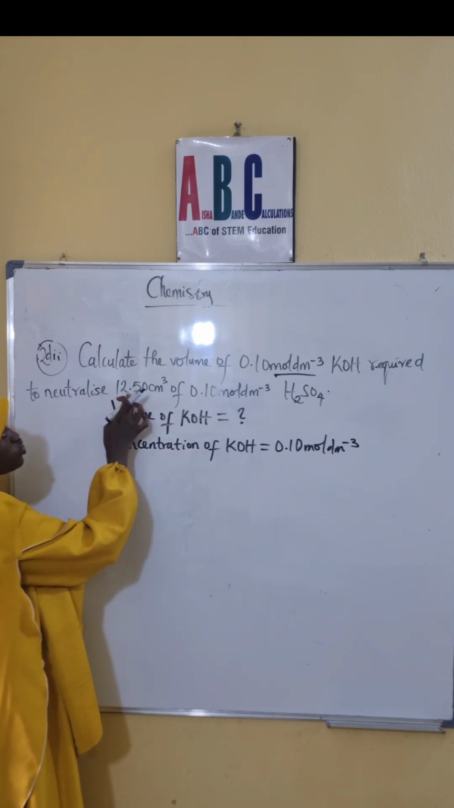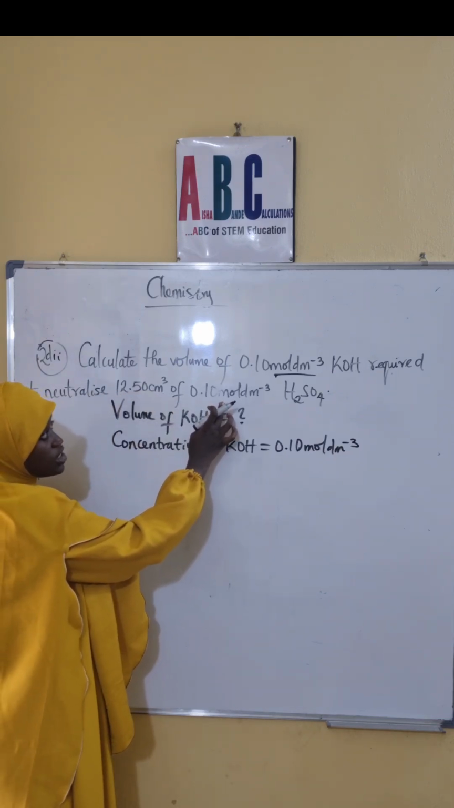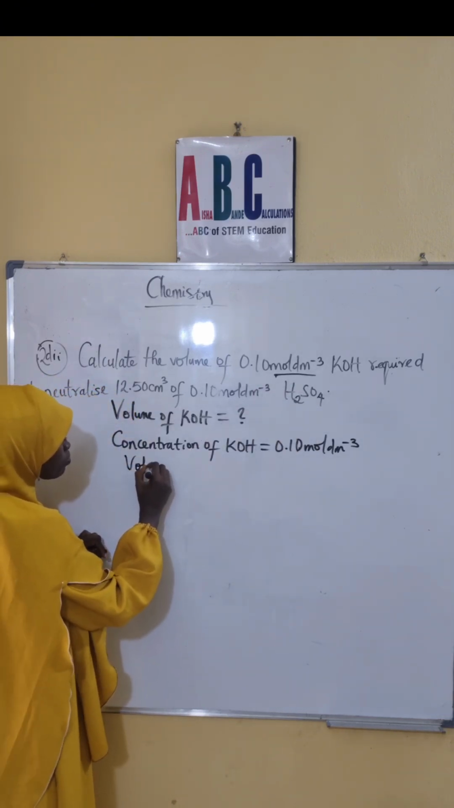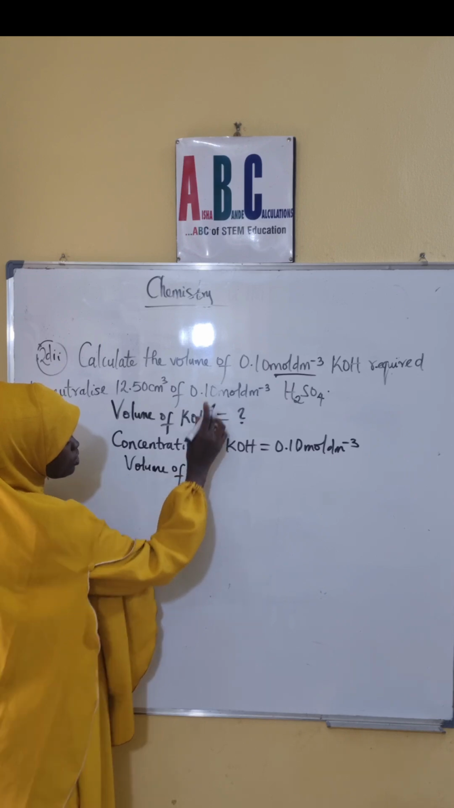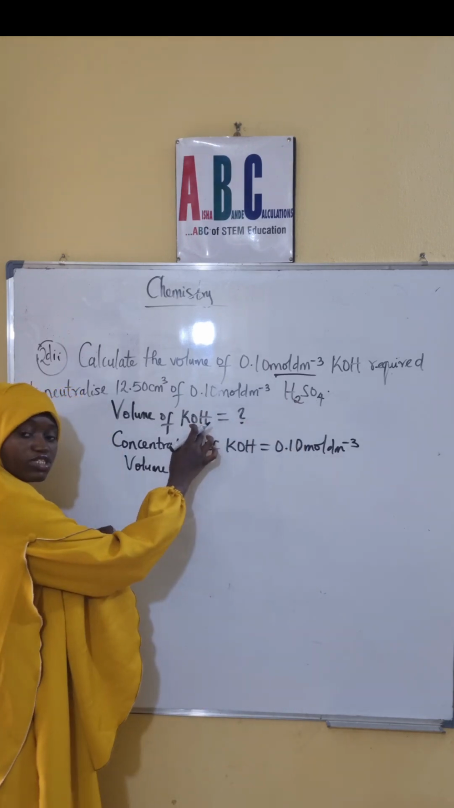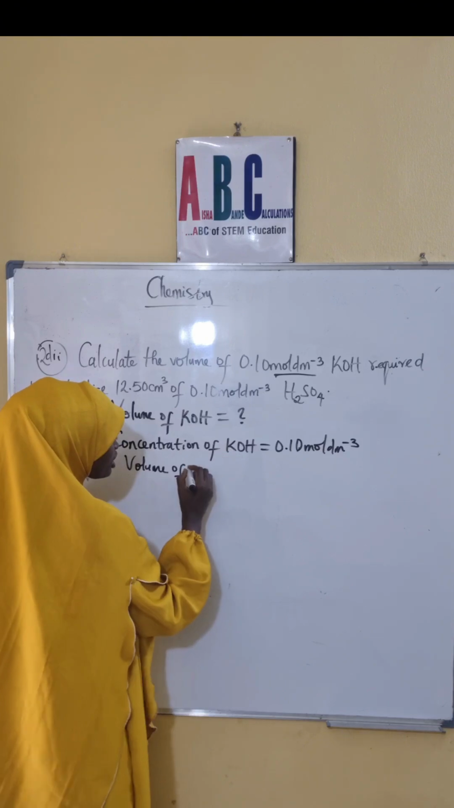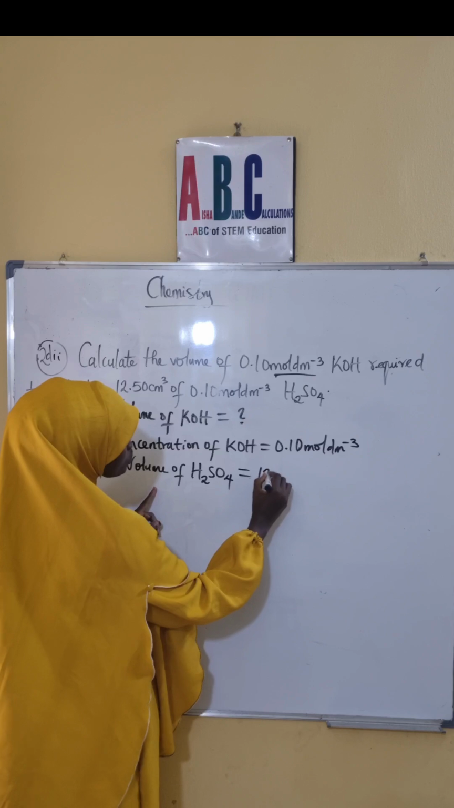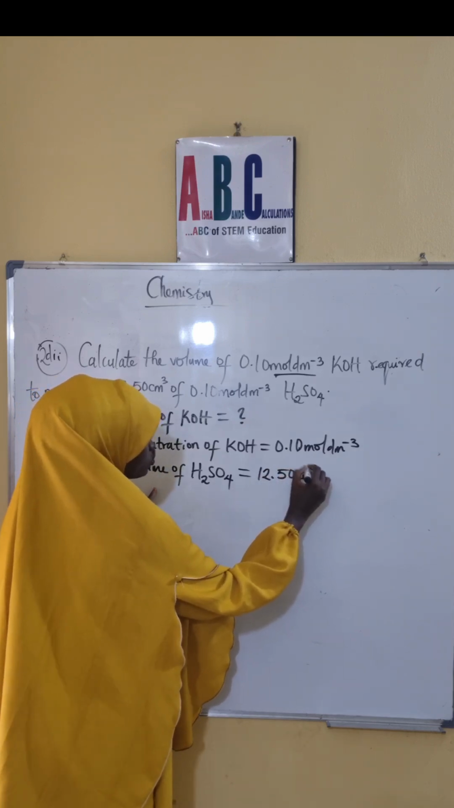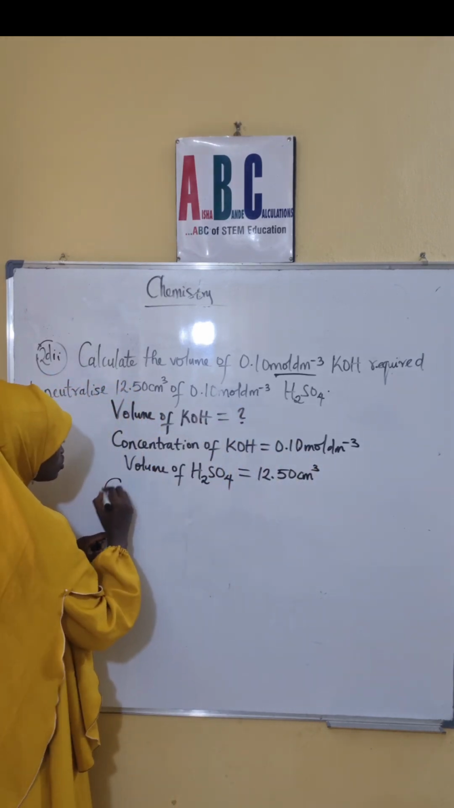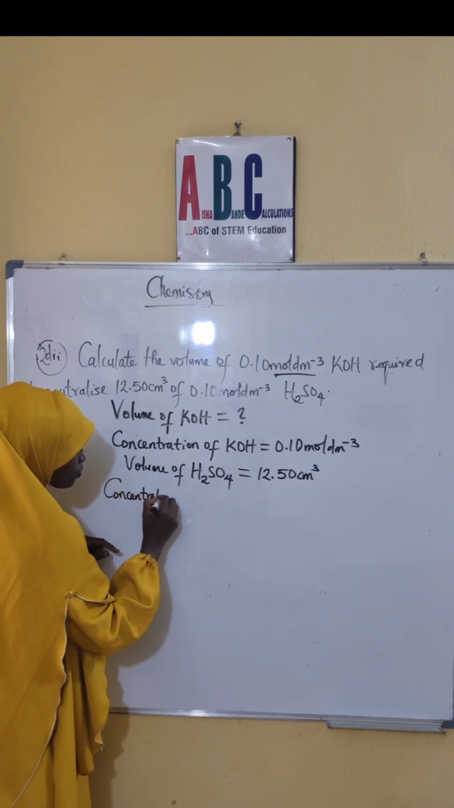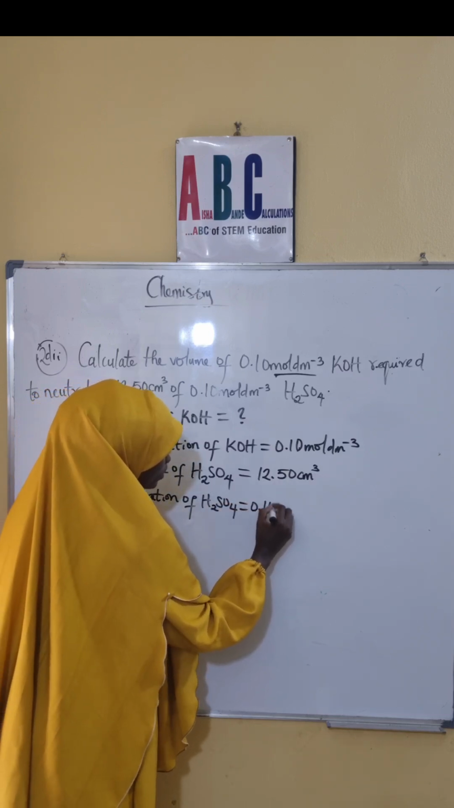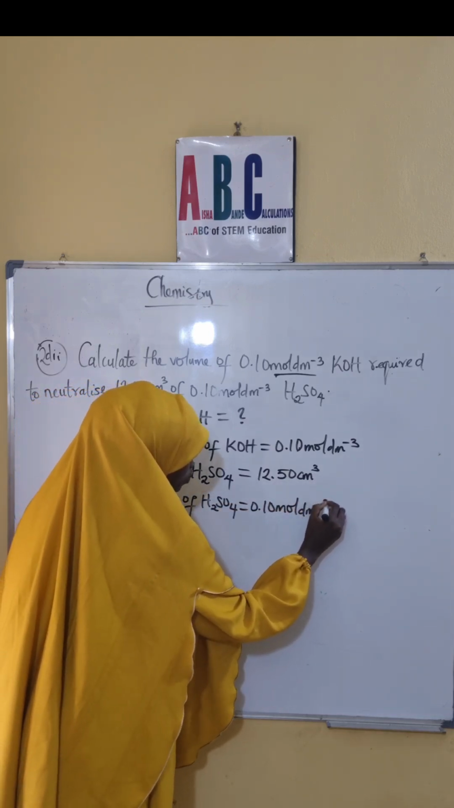And it also says to neutralize 12.50 cm³ of 0.10 mol/dm³ of H2SO4. So that means we have the volume of the acid. Potassium hydroxide is the base, so the acid here is the H2SO4, hydrogen tetraoxosulfate(VI) acid. We have the volume given as 12.50 cm³, and also we have the concentration of the acid, which is H2SO4, as 0.10 mol/dm³.